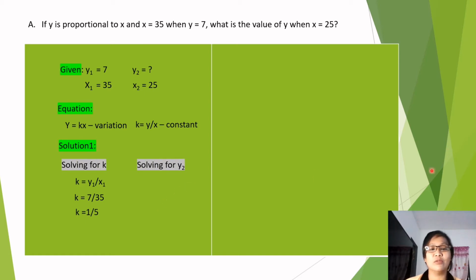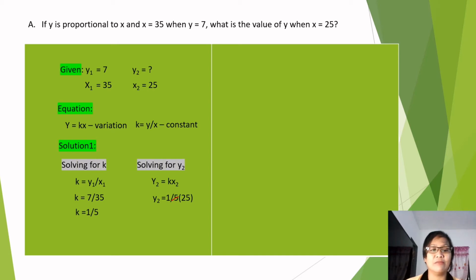Solving for y sub 2, we will use the equation y sub 2 is equal to k x sub 2. Then substitute the given. Y sub 2 is equal to, ang k natin is 1/5 multiplied by our x sub 2, which is 25. And then dito, kung nakikita ninyo, si 5 and 25 are factorable, and pwede silang i-cancel. Bakit? Kasi whole number and fraction, and 5 is the denominator. So pwede natin silang i-cancel para lowest term na kaagad ang sagot natin.